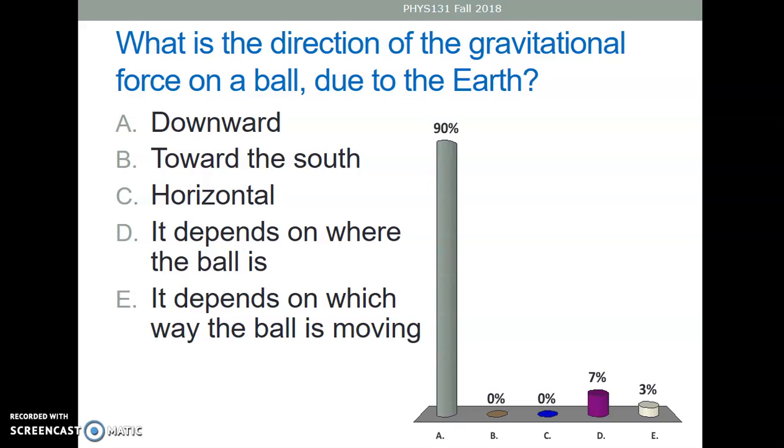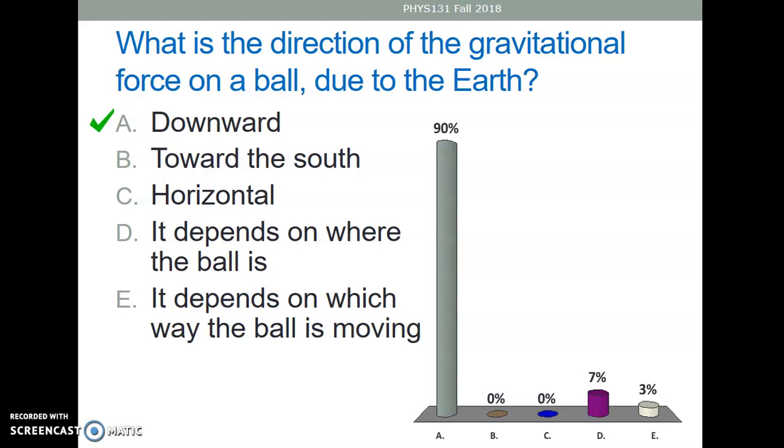And the most popular answer was A, thank goodness, and that is correct. That is downward. In fact, that defines up and down. We grow up in our lives knowing that there's an up and there's a down, but we rarely think of what that means. And what that means is up is in the direction opposite of the force of gravity, and down is the direction toward the force of gravity.